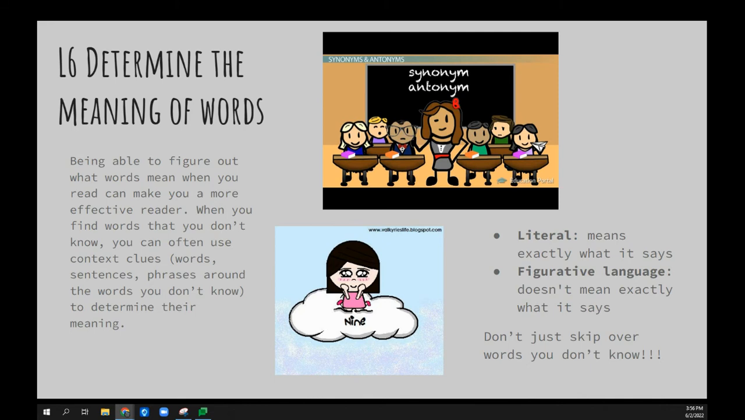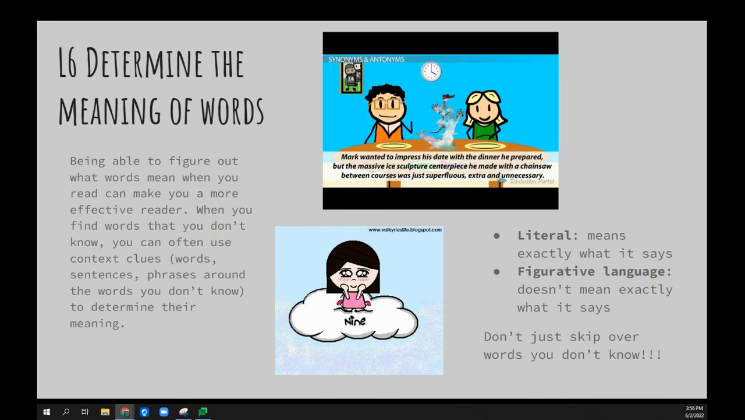Let's look at some examples. Here's our first one. Mark wanted to impress his date with the dinner he prepared. But the massive ice sculpture centerpiece he made with a chainsaw between courses was just superfluous, extra, and unnecessary. Wow, Mark, A for effort. But what does superfluous mean? There are two synonyms right there, extra and unnecessary. And guess what? That's the meaning of superfluous.